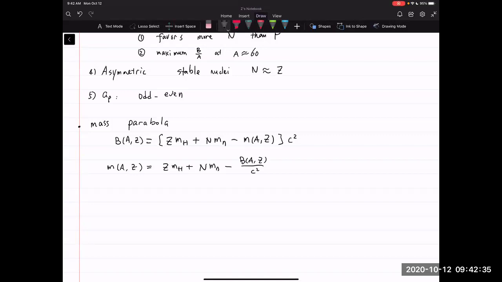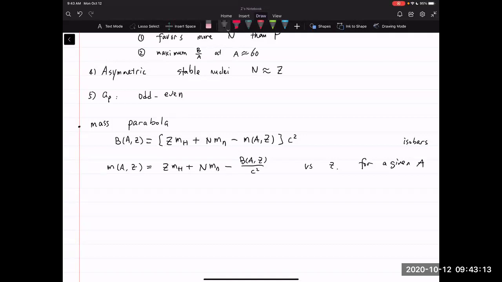So in particular, for a given A, if you plot this mass versus Z, for a given A, then let's see what do we have. For the nuclei with the same A, what do we call them? We call them isobars. So consider a sequence of isobars for the same A. Then this binding energy will allow us to examine the stability of the nucleus along this isobar.